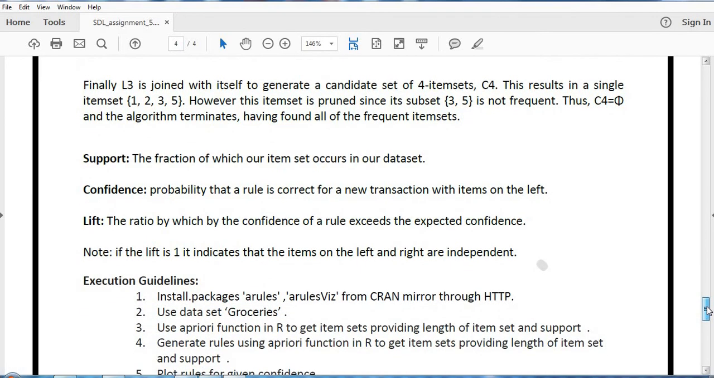Now what is support? It is the fraction of times our item set occurs in our data set. Confidence is the probability that a rule is correct for a new transaction with items on the left. We will see this with the example. And lift is the ratio by which the confidence of a rule exceeds the expected confidence. With the graphical representations, we will see how these values support the rules.